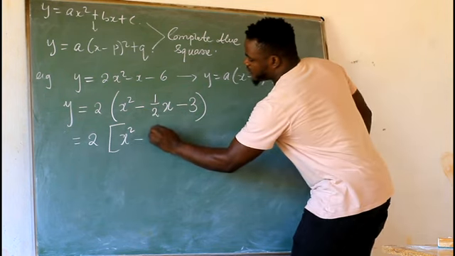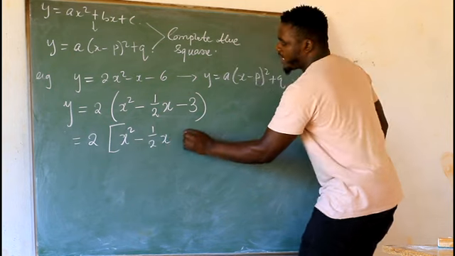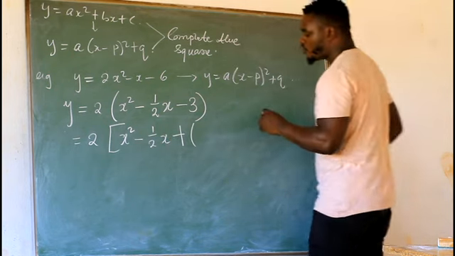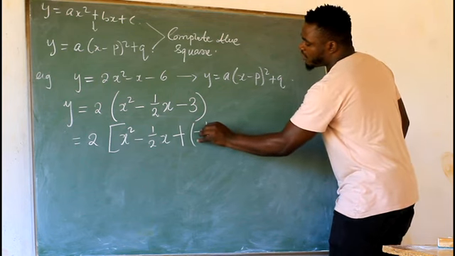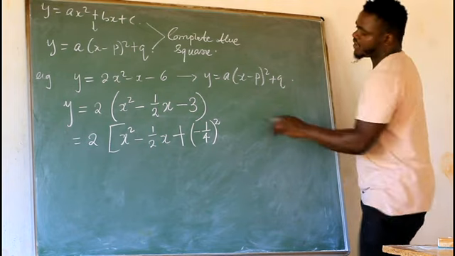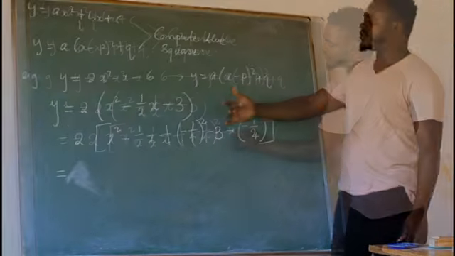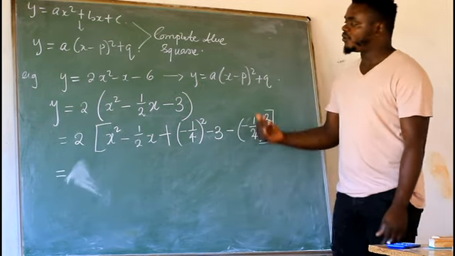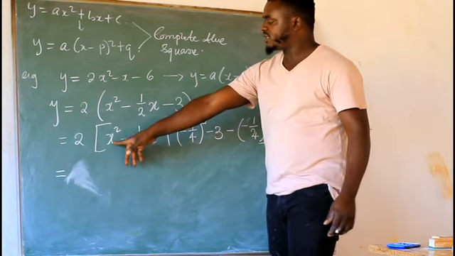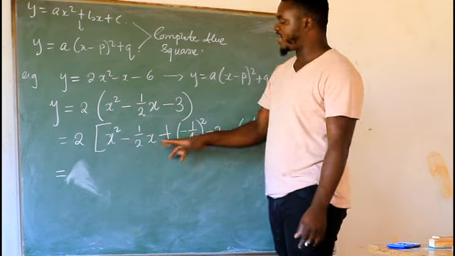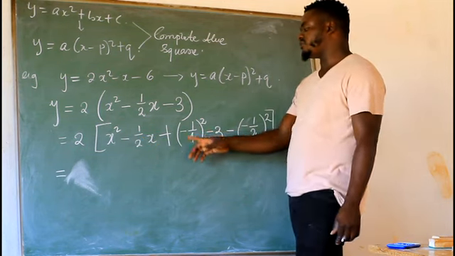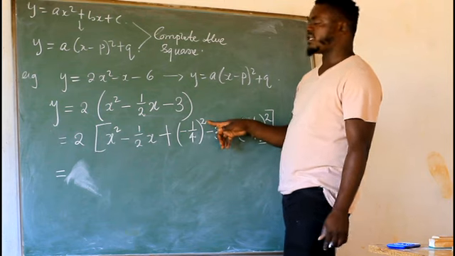Then you are going to have negative 1 over 2x. You add the half of negative 1 over 2, which is negative 1 over 4, squared. You square it. Then you have negative that squared. When we complete the square, it's going to be x squared minus 1 over 2x. Then we add the half of the middle term together with the sign, and we square it.